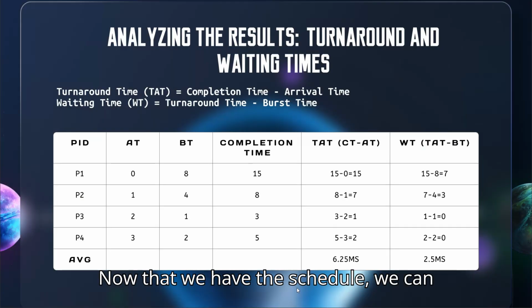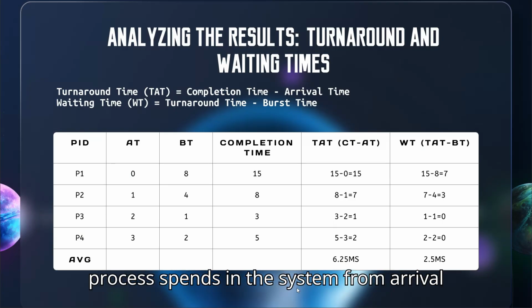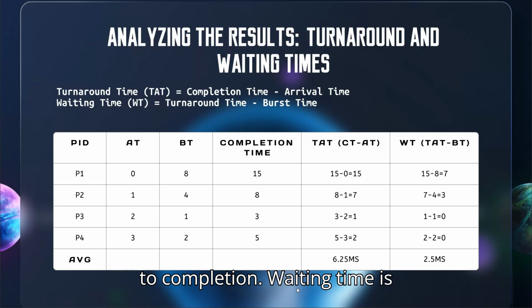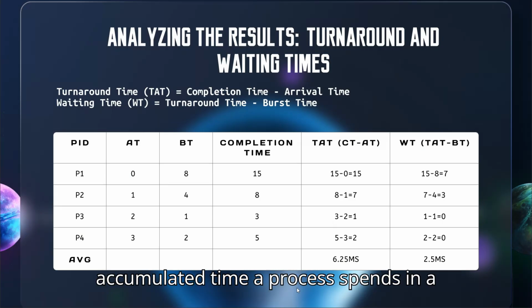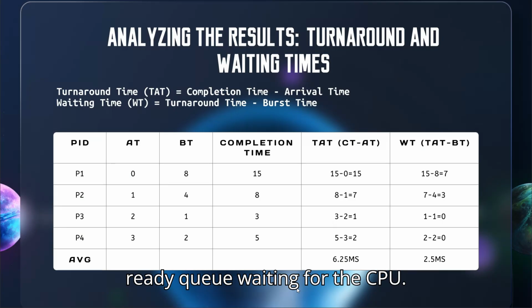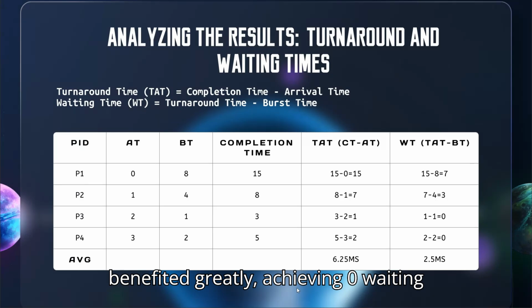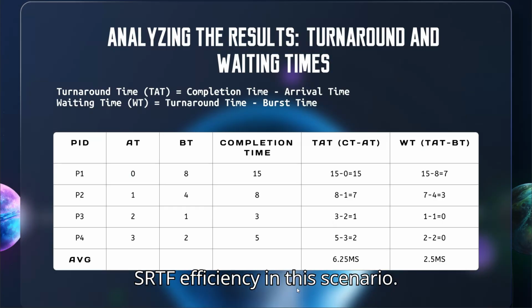Now that we have the schedule, we can calculate the performance. Turnaround time measures the total duration a process spends in the system from arrival to completion. Waiting time is the accumulated time a process spends in the ready queue, waiting for the CPU. Notice how the shorter jobs, P3 and P4, benefited greatly, achieving zero waiting time. Our average waiting time of 2.5 milliseconds demonstrates SRTF's efficiency in this scenario.